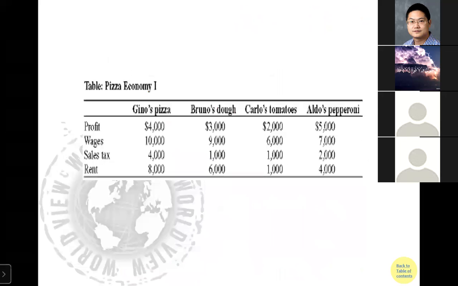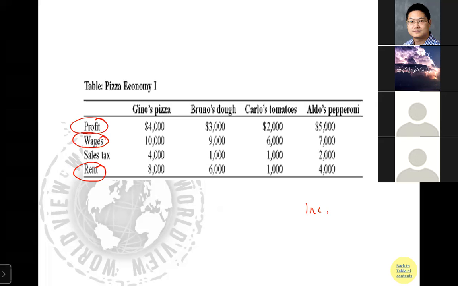Okay, so that's this example. Now we have another example. Similarly, we can use three different approaches. Here I'm going to only explain the income approach. We need to identify income. So you have profit income, wage income, rental income.